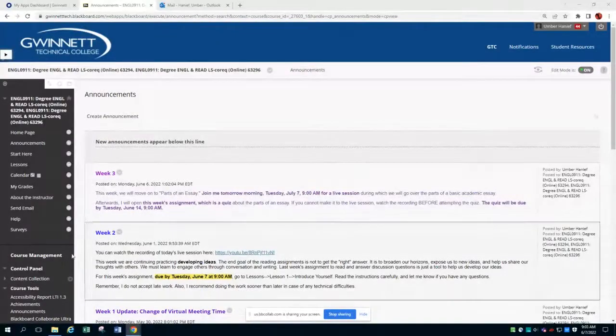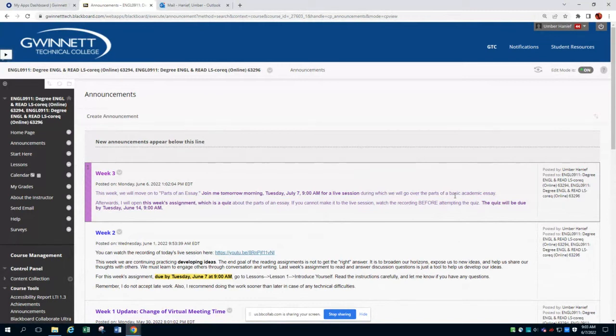Okay. So in the announcements, I always like to start here. It says that this week we're going to start talking about parts of an essay. But something really important here: it says we will go over the parts of a basic academic essay. We're not talking about creative writing. We're not talking about resume writing. We're not talking about writing a lab report for biology or chemistry. This is just a basic academic essay.